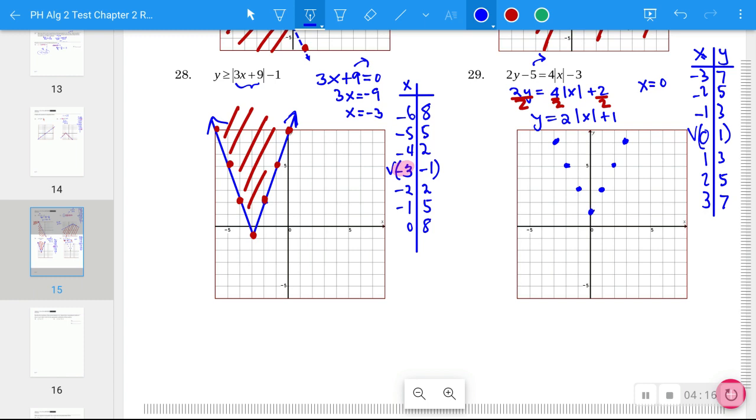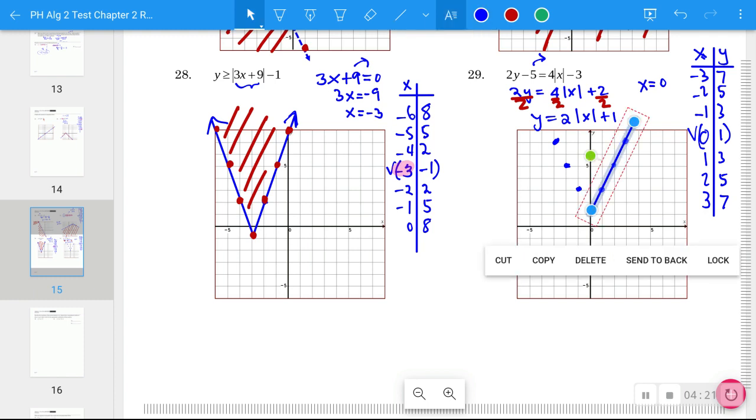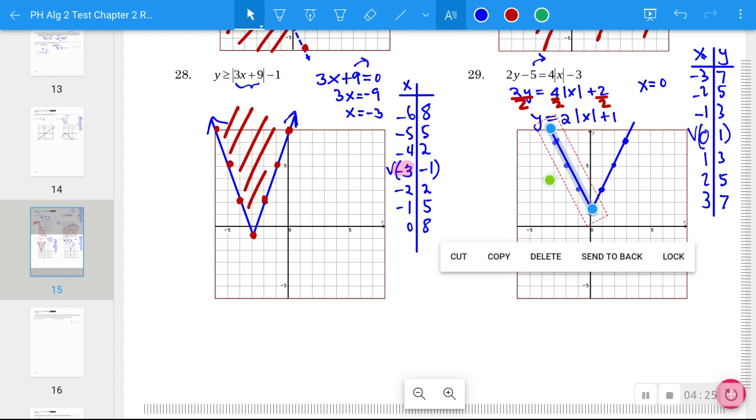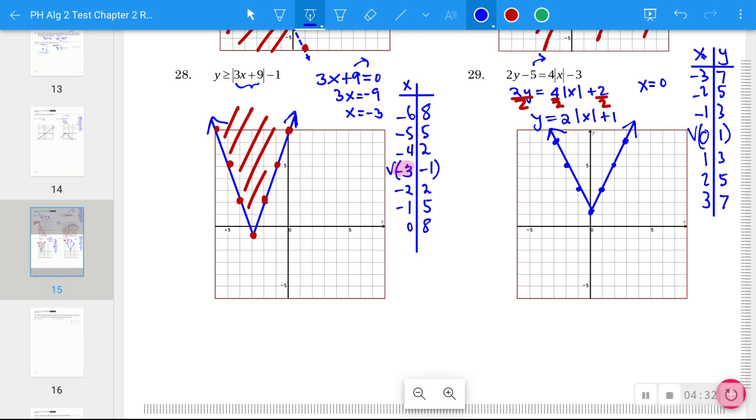And this is an equal sign, so we're just going to graph it. And there's no shading on this one. It's just the border itself that's the answer. Since there's no inequality here, it doesn't say greater than or equal to.